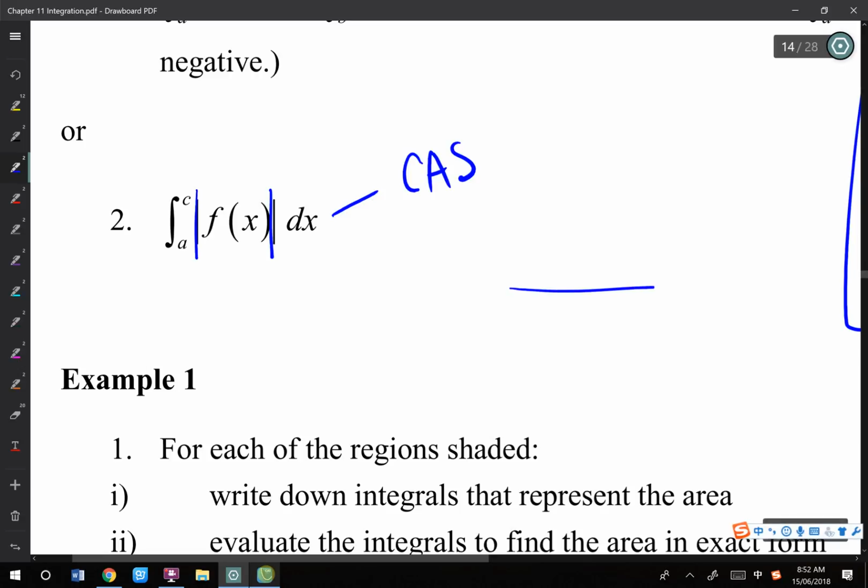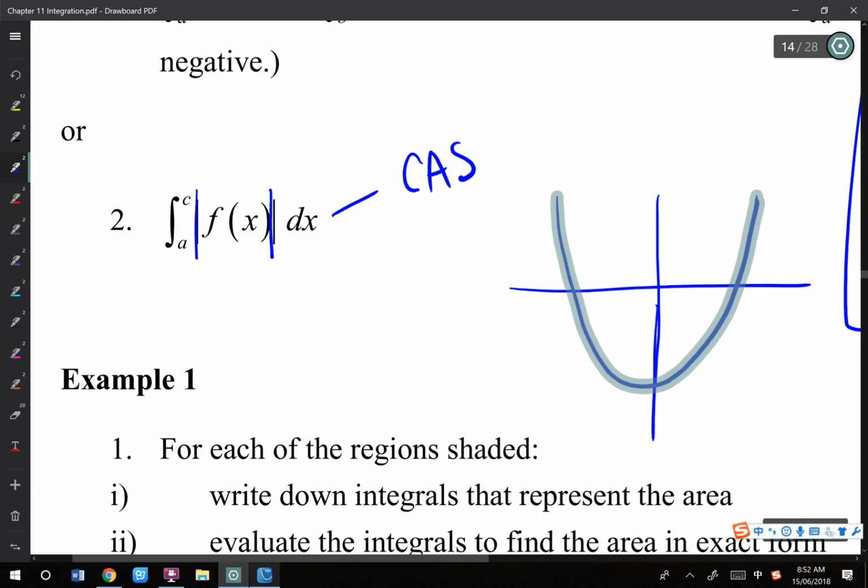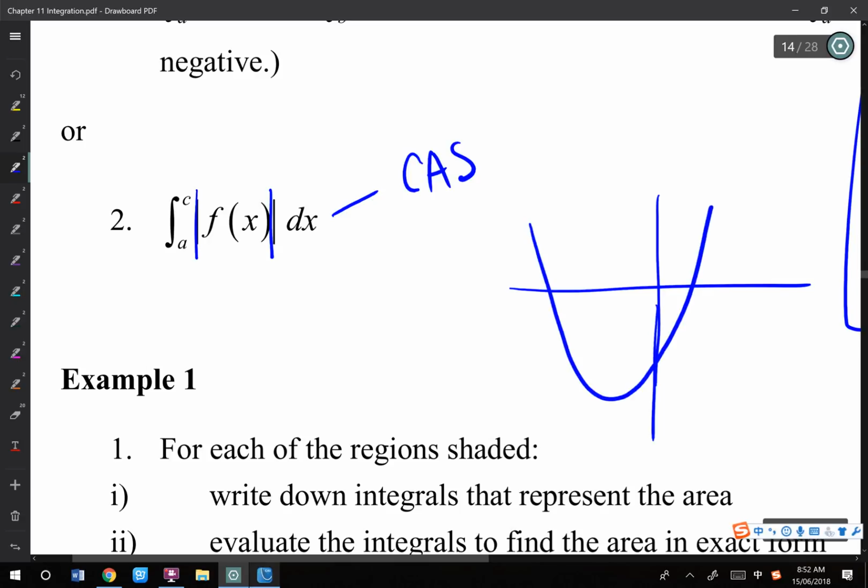So, let me show you an example. This is my original graph. Okay, this is my original graph. And I want the area in between A to C. Let's say I want this area.